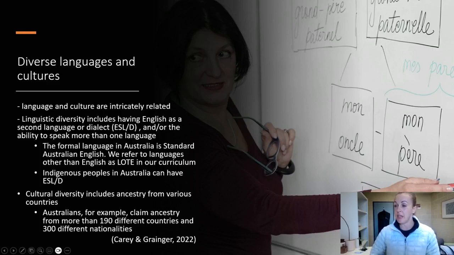Cultural diversity, as I said, is what I'm going to focus on in this part one of the lecture. What we mean by cultural diversity is ancestry from various countries and cultures around the world. Here in Australia, people claim a really broad range of cultural diversity. We have ancestry from more than 190 different countries and 300 different nationalities.